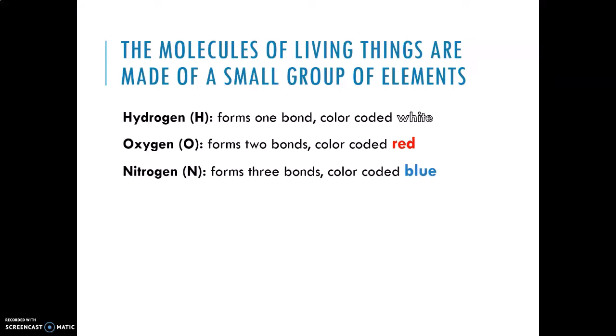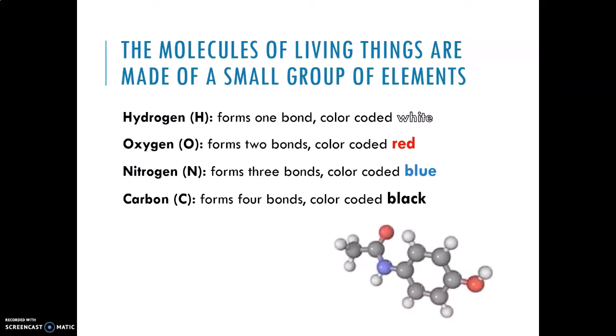Nitrogen forms three bonds. So every time you see nitrogen in a molecule, it needs to have three bonds coming out of it. And its color in the chemical color scheme is blue. And carbon forms four bonds, and the color coding for that element is black. Sometimes gray instead of black is what you see, but normally it's one of those two colors.